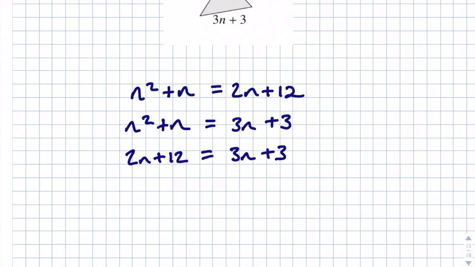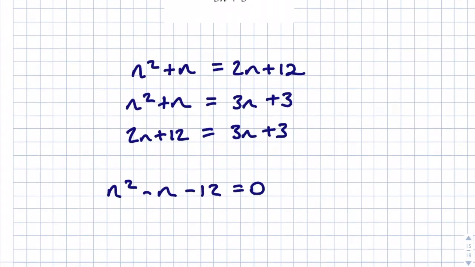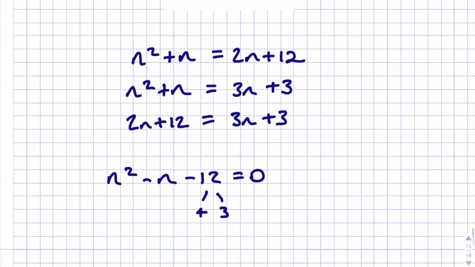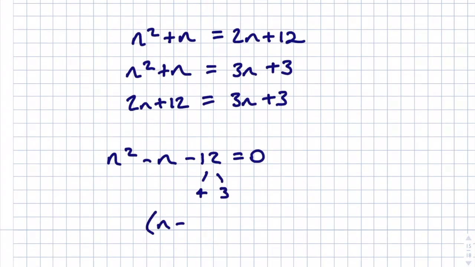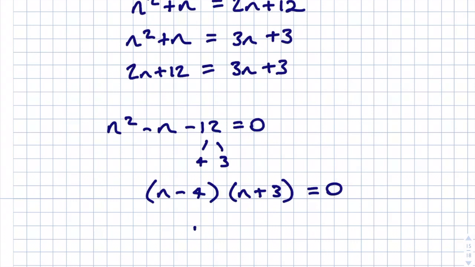We subtract 2n from both sides, and we get n squared minus n. Then we can subtract 12 from both sides, so we get minus 12 equals 0. If I factorise this, I get factors of 4 and 3, and that's going to be n minus 4 multiplied by n plus 3. That's all equal to 0, so that means n equals 4 or n equals minus 3.